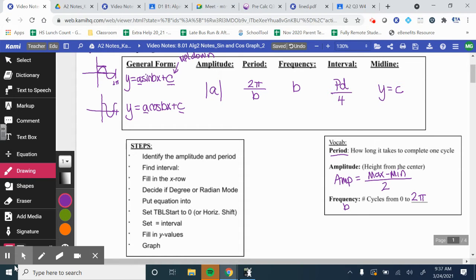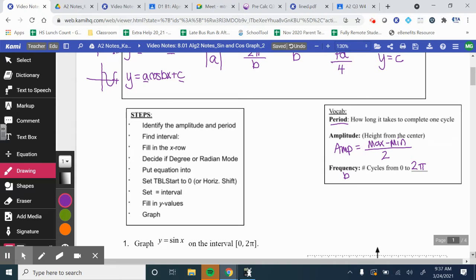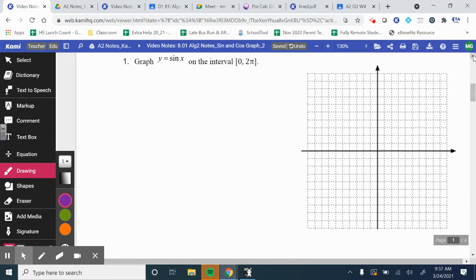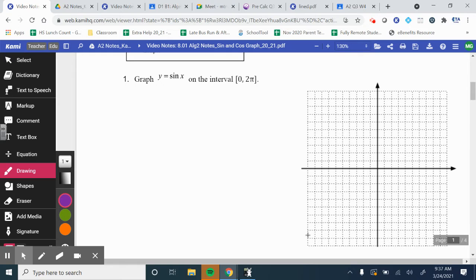All right, so here are the steps, and we're going to use these as we go through graphing just y equals sine of x. So the first thing we want to do is identify your amplitude and your period. So I'll keep it up here, and then I'm just going to read it as we go. So I'm going to label my amplitude.